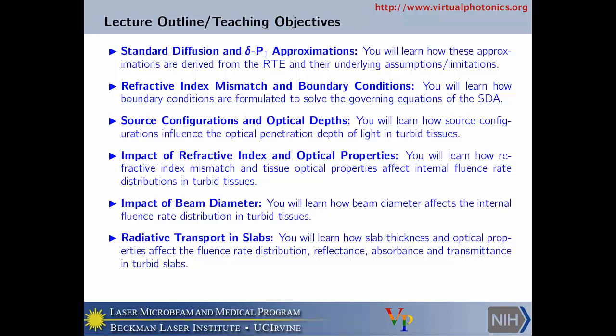And then, as you all know, what these approximations do is that they convert this very daunting integro differential equation, which is the RTE, into systems of partial differential equations, which are solvable. Okay. And then once you have partial differential equations, I'm sure you all know, you need boundary conditions in order to solve these equations. So we're going to talk about how these boundary conditions are formulated to solve the governing equations of the standard diffusion approximation.